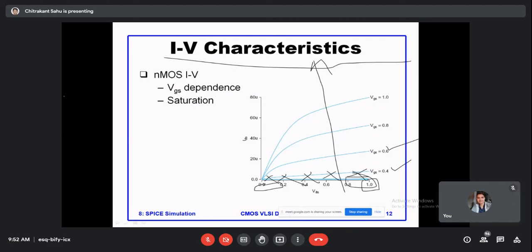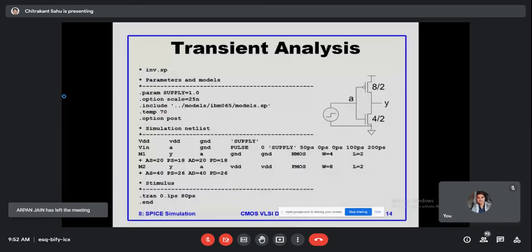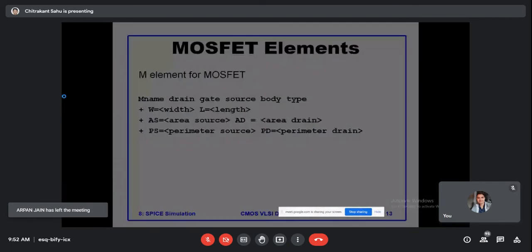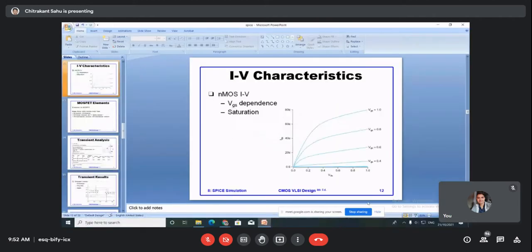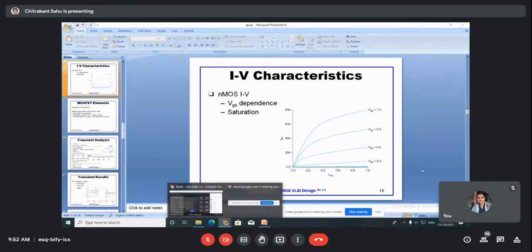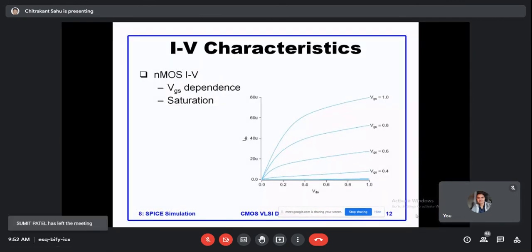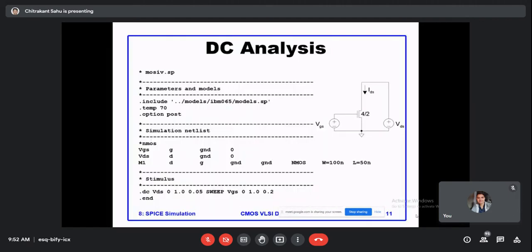Is it clear to the students? Any doubt? Okay, any doubt? Later we can discuss other points related to the SPICE simulation. I'll upload this particular slide into the Google Classroom. Please follow this. If you have any questions related to the lab, the first experiment you are going to conduct, you have to analyze these things, IV characteristics, in your first lab using the SPICE code, and this is the SPICE code for the first experiment.